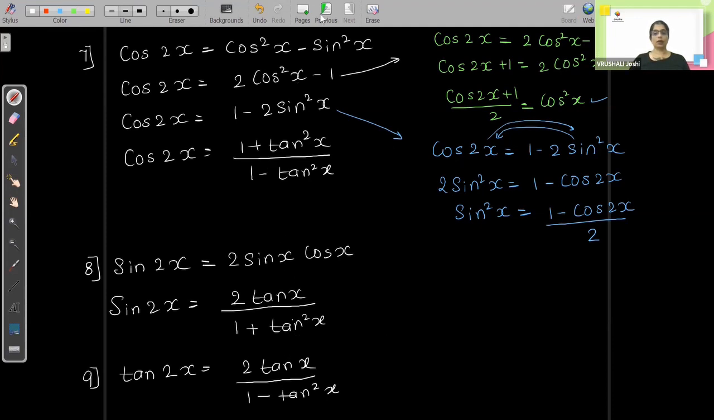So these are the double angle formulas. So now let's see what are triple angle formulas. I hope everybody should write it down.